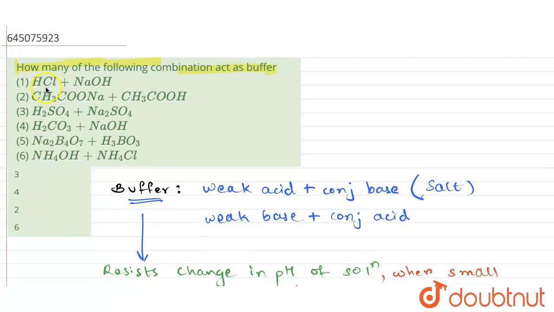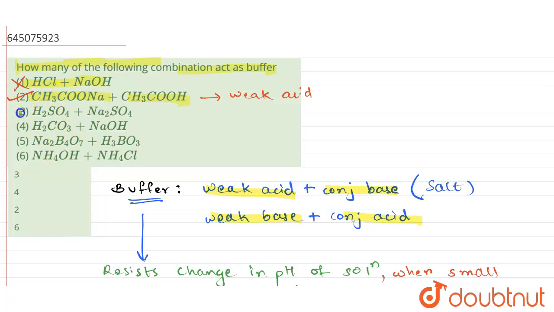Now if you see the first one, we have HCl plus NaOH. They both are strong acid and strong base, but according to the definition, we want a weak acid plus conjugate base or weak base plus conjugate acid. So option A becomes incorrect because this is strong acid and strong base. Second option, we have CH3COONa and CH3COOH. CH3COOH, that is acetic acid, is a weak acid, and its conjugate base is a salt, that is sodium acetate. So this option is correct.